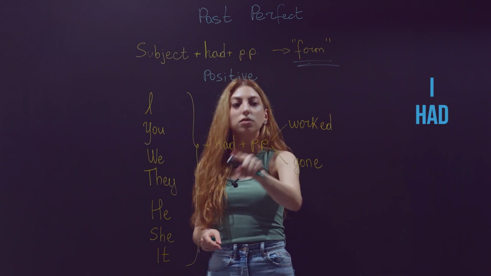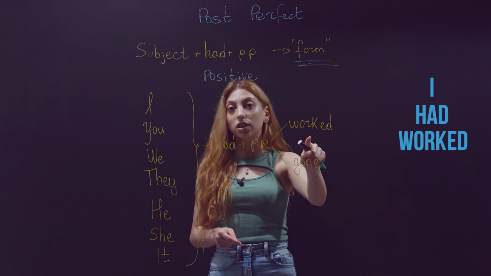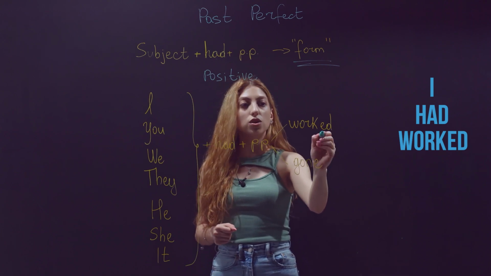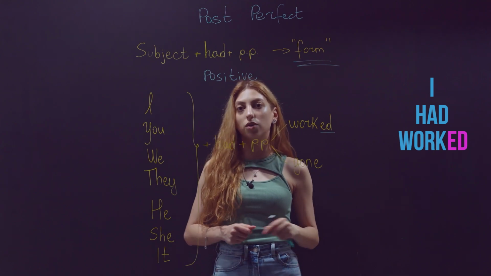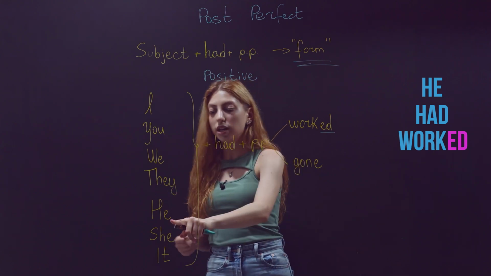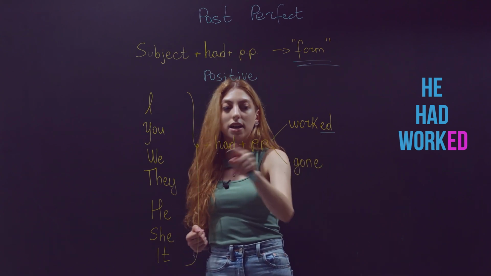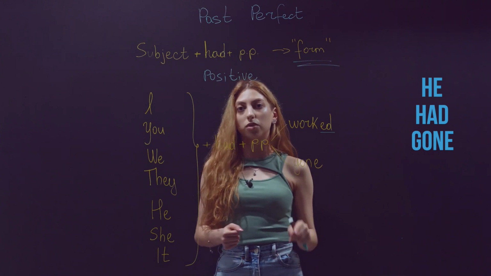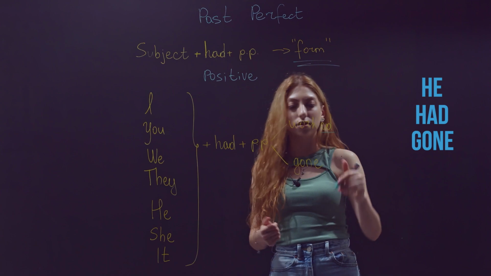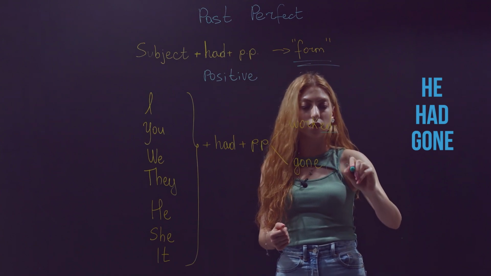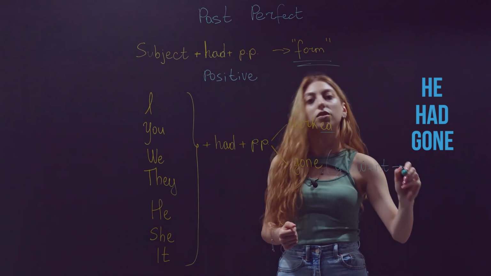I had worked. Work is a regular verb, and in the case of a regular verb, we add ed at the end of the verb. Another example: he had worked, the same, or he had gone. Let's remember the third form of go. So go, went, then we have gone.